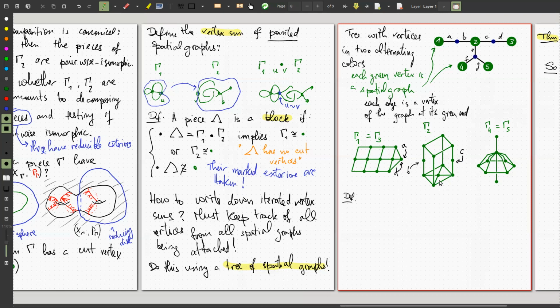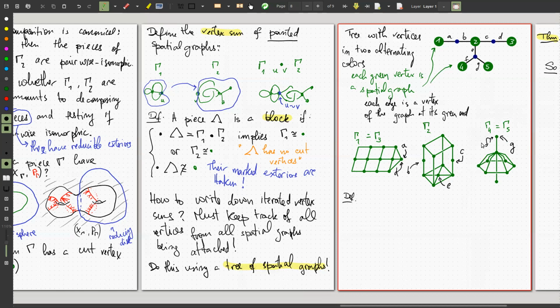Edge E, I want it to correspond to this vertex of the second graph, so this E. And F and G: F corresponds to gamma 4, which is this one, and I want the vertex to be this one here. And G corresponds to the same graph, so I want G to be this one.